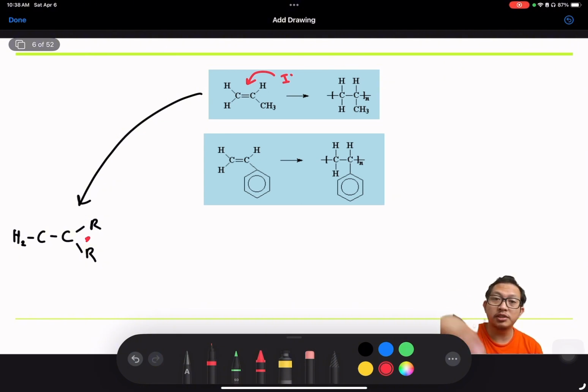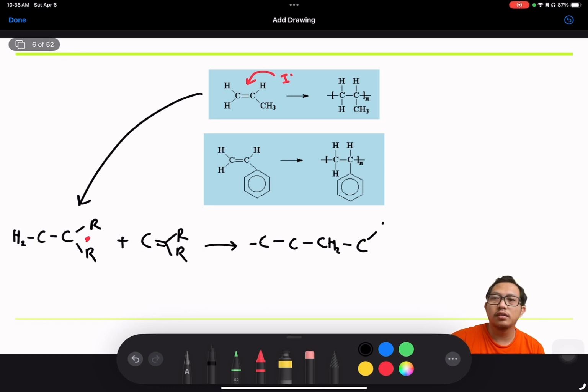It makes this monomer species highly reactive, and then it will add another double bond, which in the next process will link up, and then it will kick out another electron. So this part here, this CC, is going to be repeated more and more, becoming a polymer.